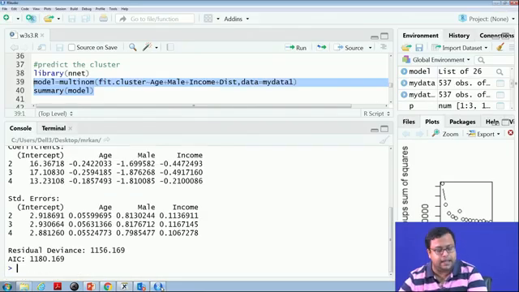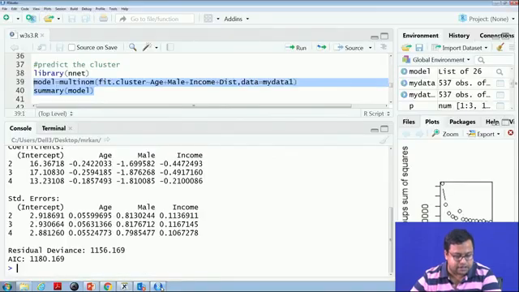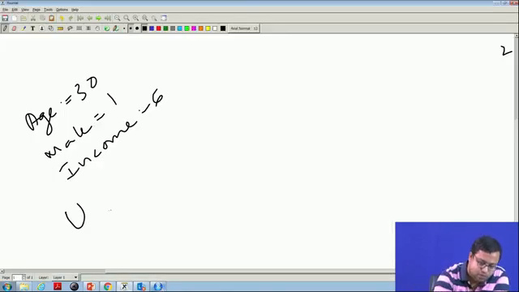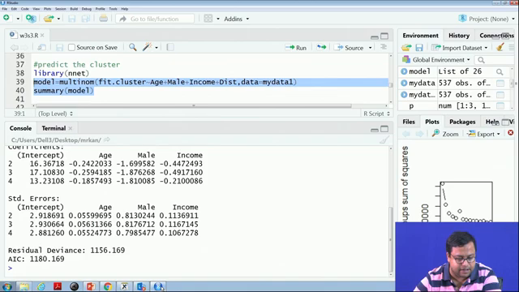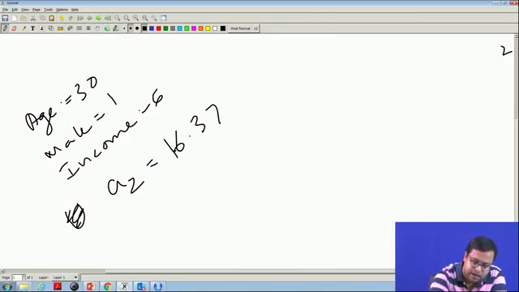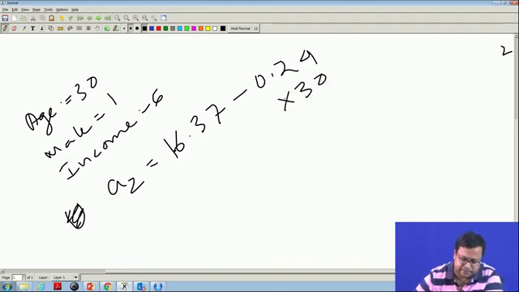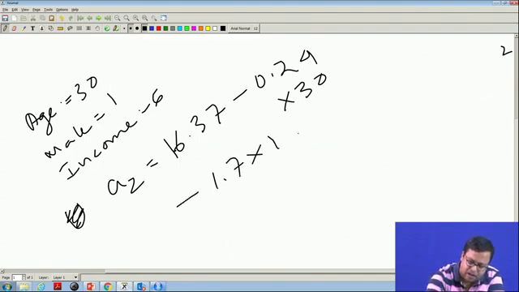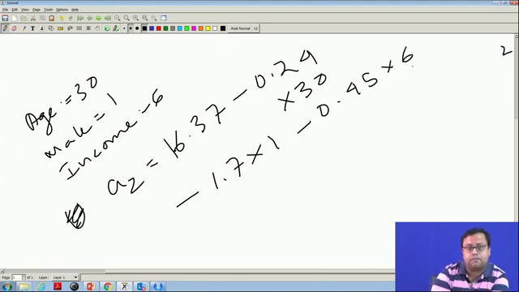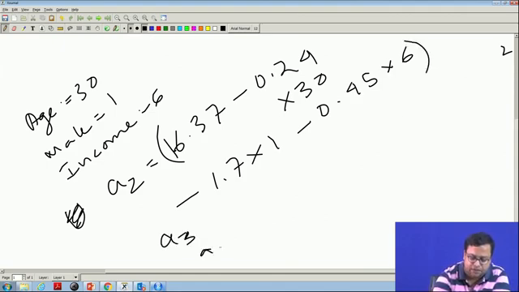The probability that he will be in group 2, let us say A of group 2, is basically 16.37 minus 0.24 into 30 minus 1.7 into male minus 0.45 into 6. So, this is not a probability, this is the measurement. And similarly, I find out A3, A4 also, and A1 is equal to 0.